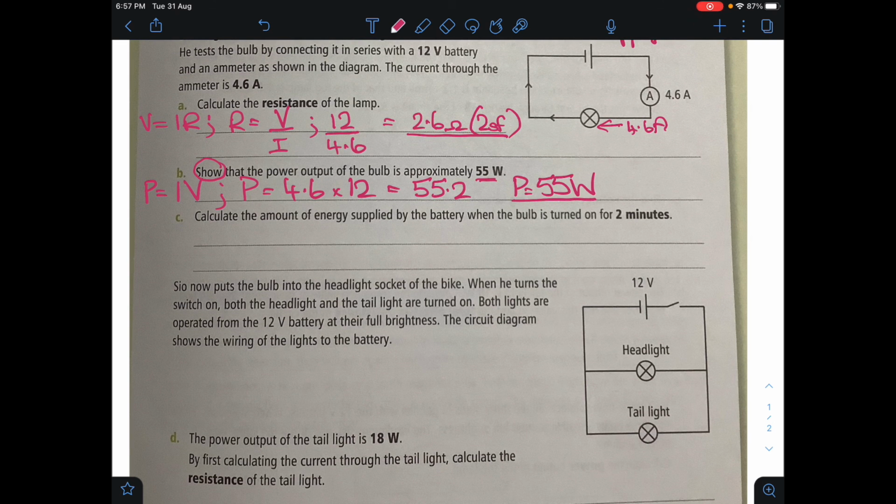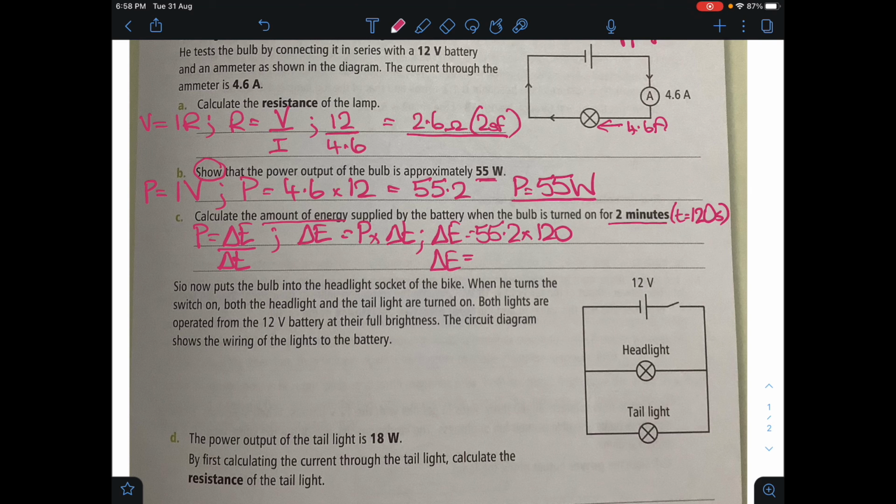Okay. Part C, calculate the amount of energy supplied by the battery when the bulb is turned on for 2 minutes. Now, I read that question, and the first thing I think is I can't use minutes because that's not a standard international unit. So I need to turn my 2 minutes into seconds. Now, I know that one of the formulas for power is change in energy over change in time. So if I want an amount of energy, it's going to be power times time. So that is your 55.2 times your 120.